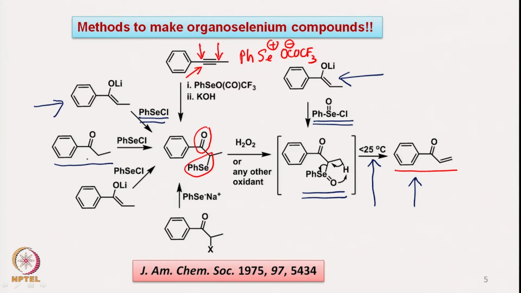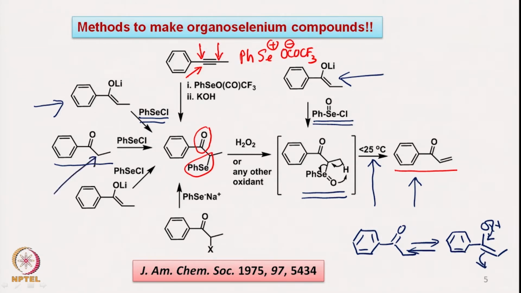This particular substrate is actually existing, for example, as an enol, and this enol will then react as a nucleophile at this end of the double bond to introduce selenide at this particular carbon atom. And then one can carry out the same sequence of reactions to form the alpha beta unsaturated ketone.